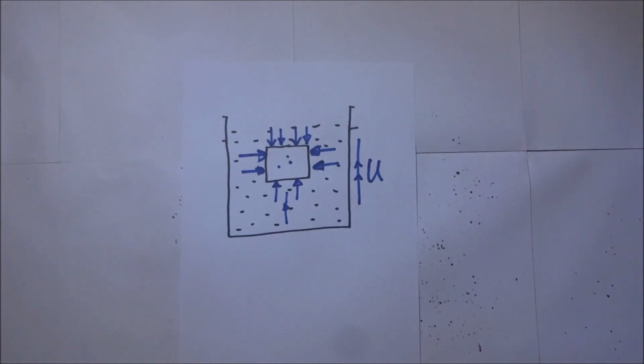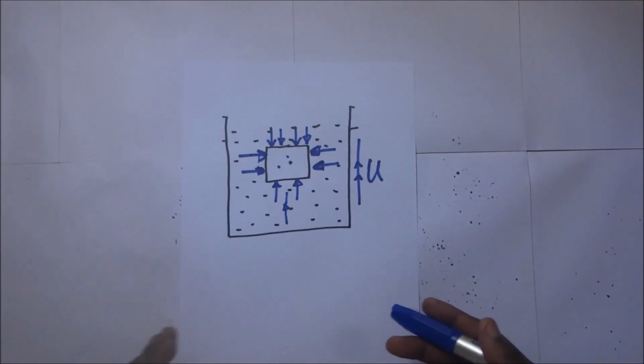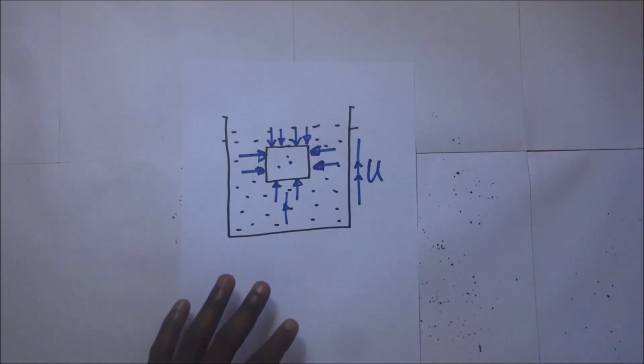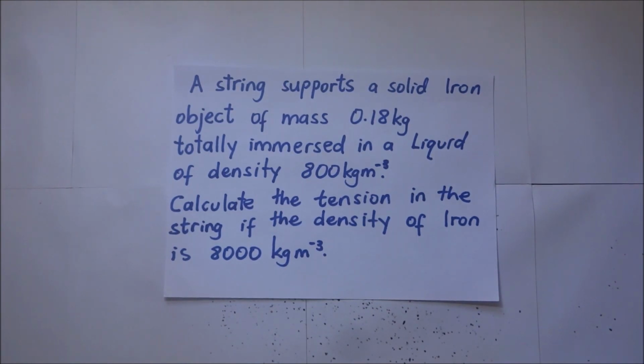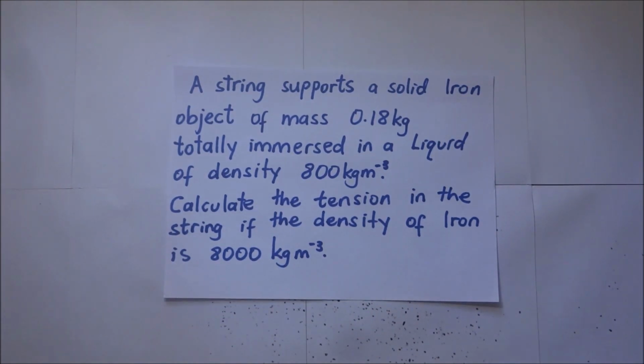As simple as that. So let's go ahead and do an example where we are required to use this Archimedes' principle. A string supports a solid iron object of mass 0.18 kilograms totally immersed in a liquid of density 800 kilograms per meter cubed. Calculate the tension in the string if the density of the iron is 8,000 kilograms per meter cubed. First of all, we need to summarize the question.